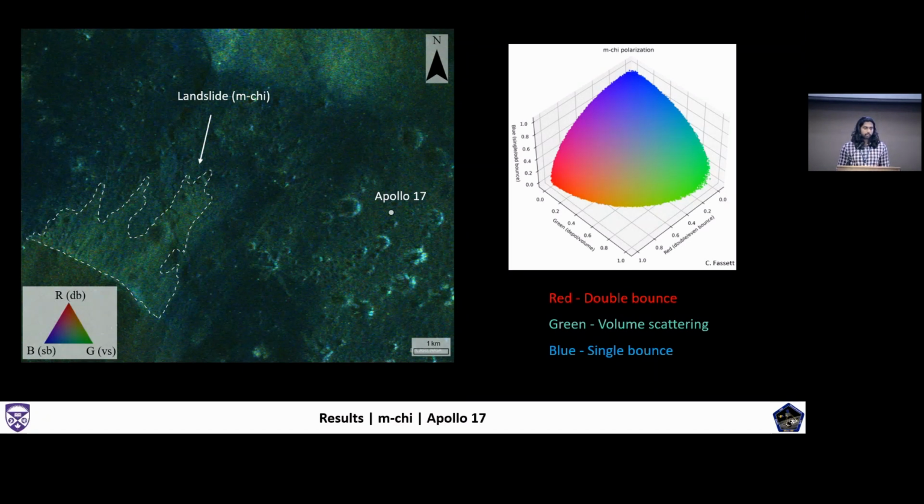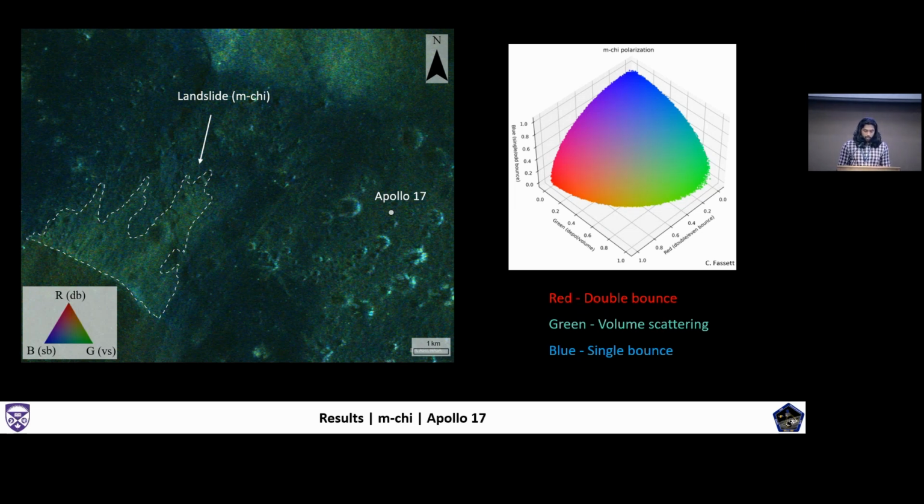Very light blue would indicate that the signal is just bouncing once and not coming back. But here's a combination of blue and blue-green, which means it's a mixture of volume and single bounce scattering. The single bounce refers to how many times the radar signal bounces on the surface before it returns. Volume scattering, I like to think of it as the signal entering the surface and bouncing around a bit like a pinball and then returning to the sensor.